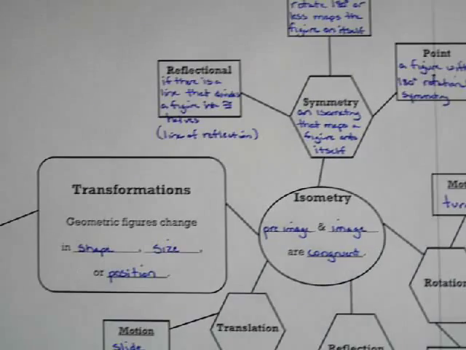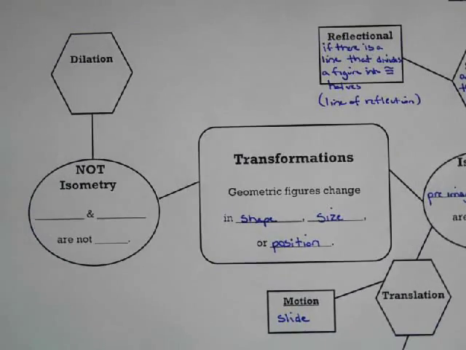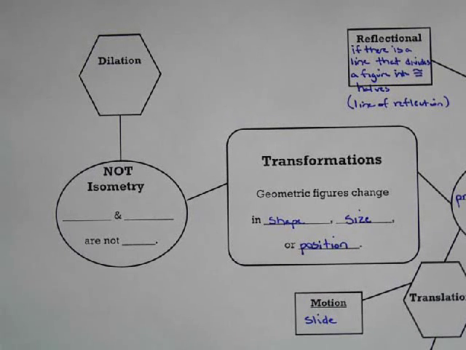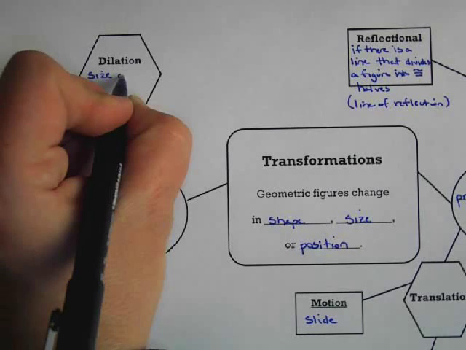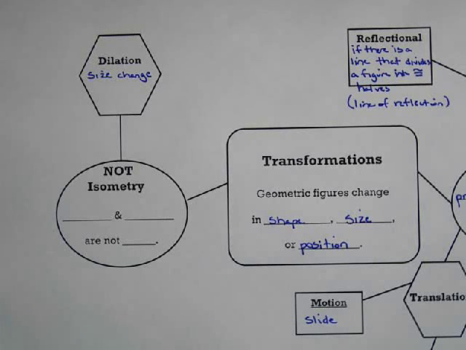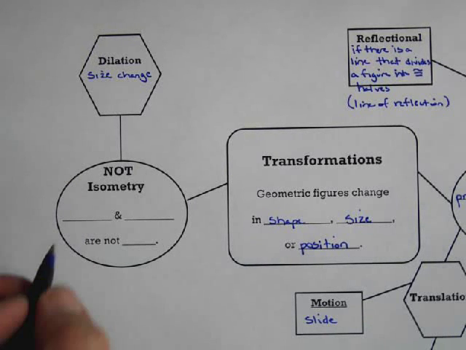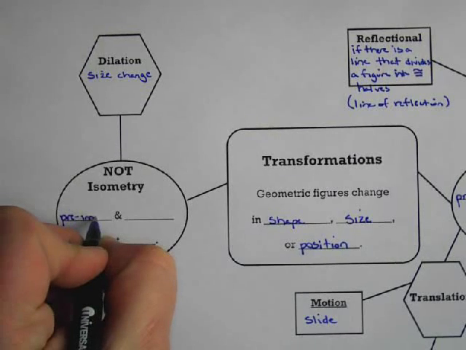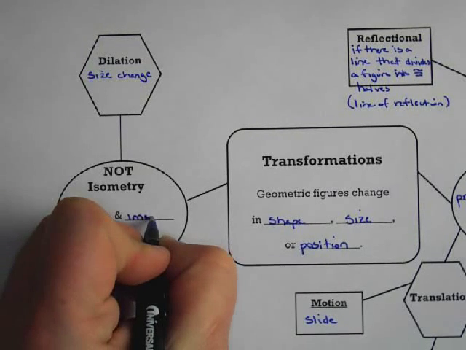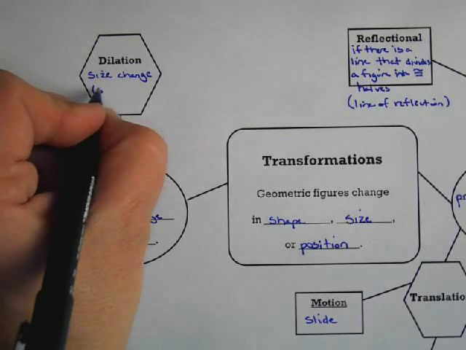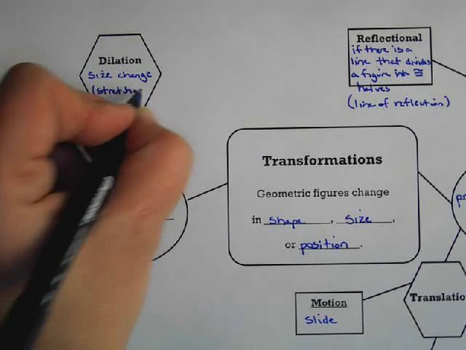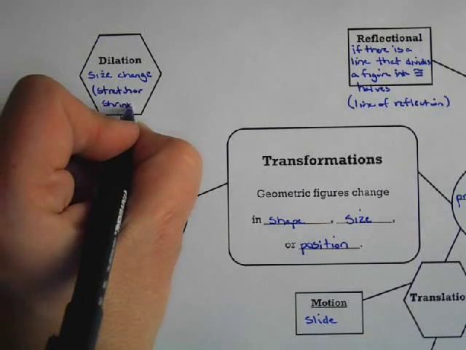Now let's look at transformations that are not an isometry, and that would be a dilation. At the eye doctor's office, they dilate your eyes. That means your pupils are enlarged or they shrink. So this is a size change. So it's not an isometry because the pre-image and image are not congruent. And with a dilation, sometimes we call this a stretch or a shrink. And you may hear this when you get into Algebra 2 with parabolas and graphs, stretching and shrinking.